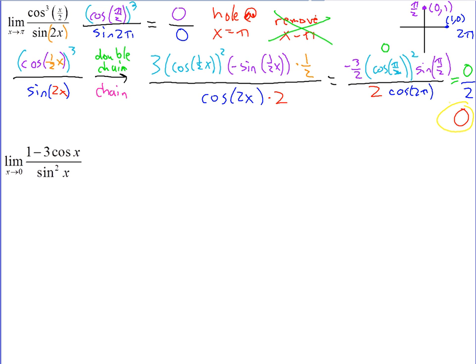So we didn't have to use L'Hopital's rule a second time here because it wasn't 0 over 0, it was just 0 over 2, which is 0. So that just means there's a hole at pi, and on both sides of pi it's approaching a y-coordinate of 0 from the left and the right, because it's the general limit. Alright, let's look at one more.